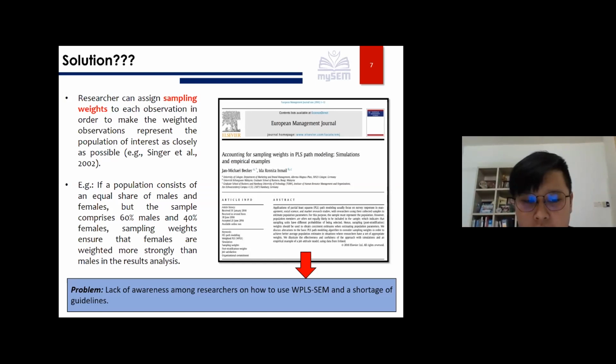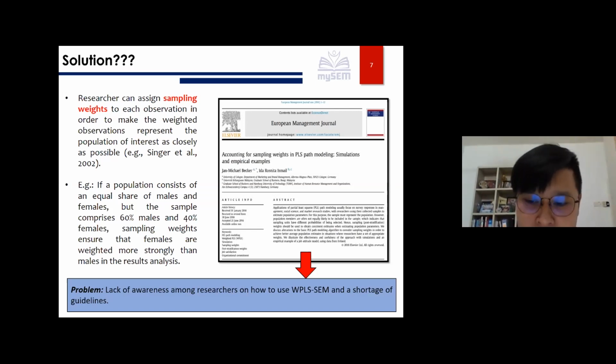But again, WPLS itself is a technique from PLS, but this weighted sampling, or sampling weights, has been there since maybe the 80s or 90s, where SPSS itself, in the first generation software, can easily perform this weighting, just that we don't really use it in our research. But Jan-Michael Becker was very smart in using this first generation idea to implement it in PLS, and therefore it is called WPLS.